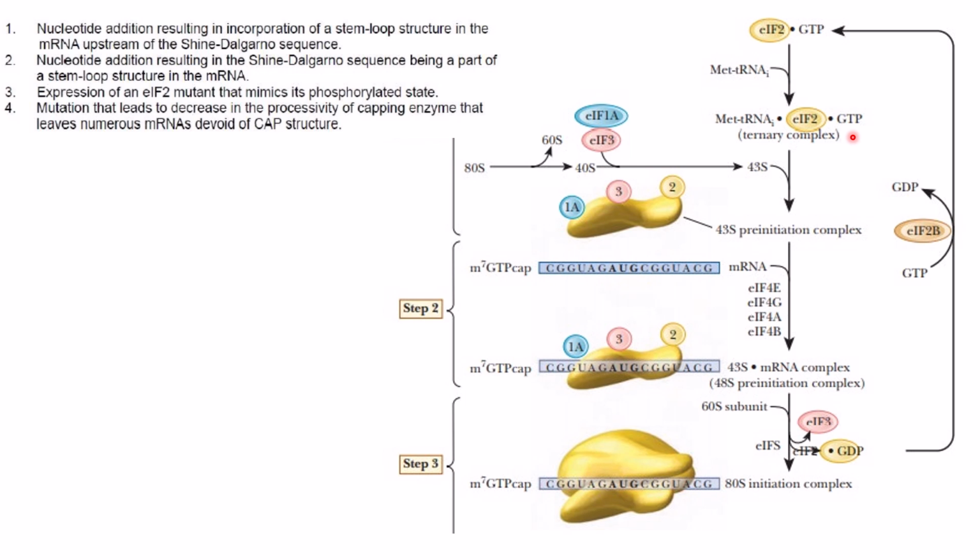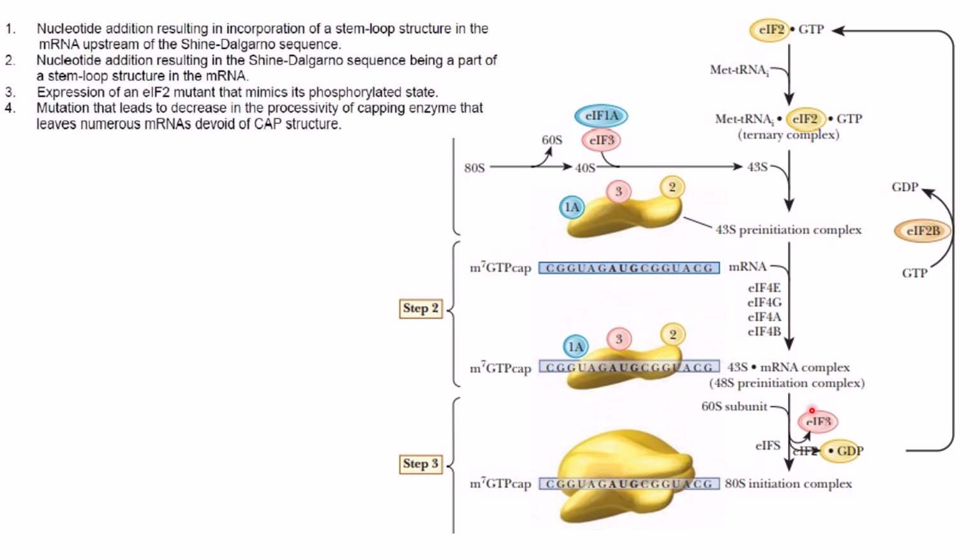Okay. Now what has to be done? It has to be converted from the GDP bound form to the GTP form, and this is done by guanine nucleotide exchange factors, and this will result in EIF2 getting bound to GTP, and it can help in the initiation of translation.